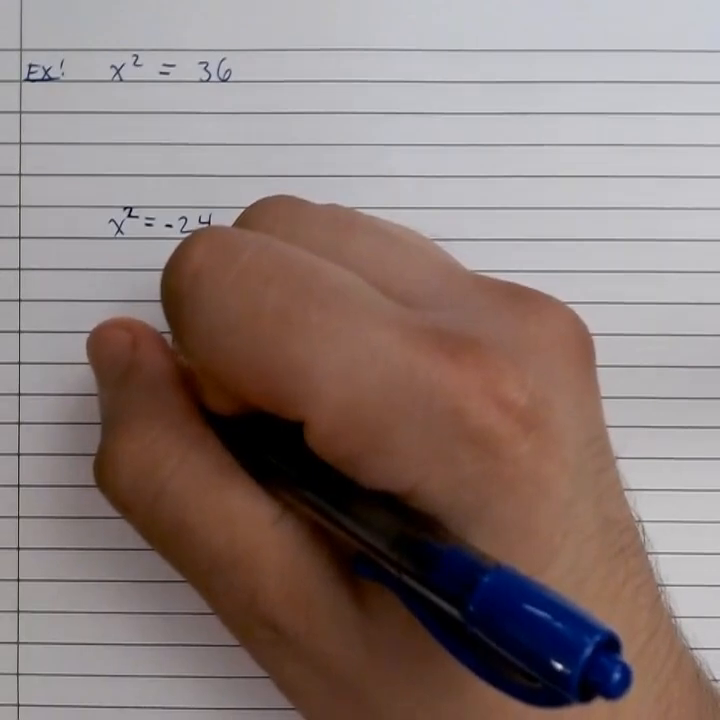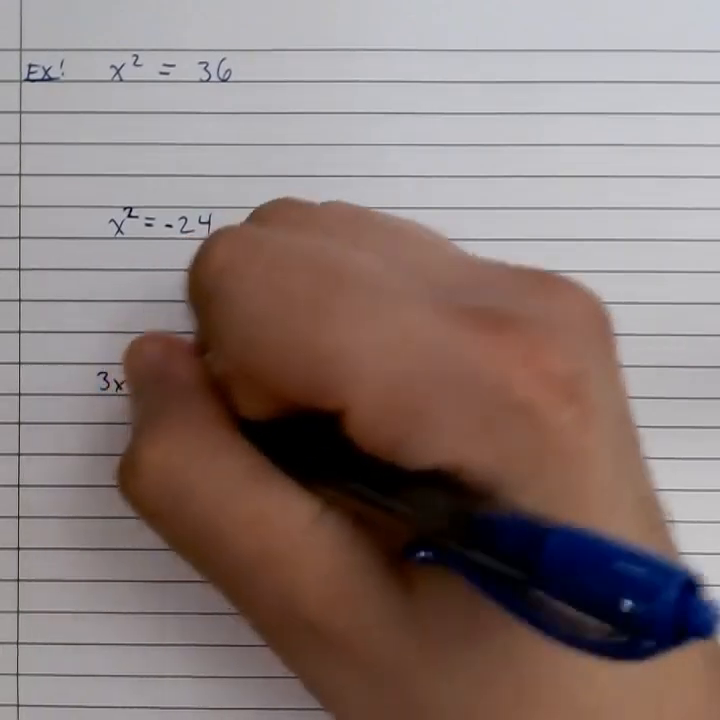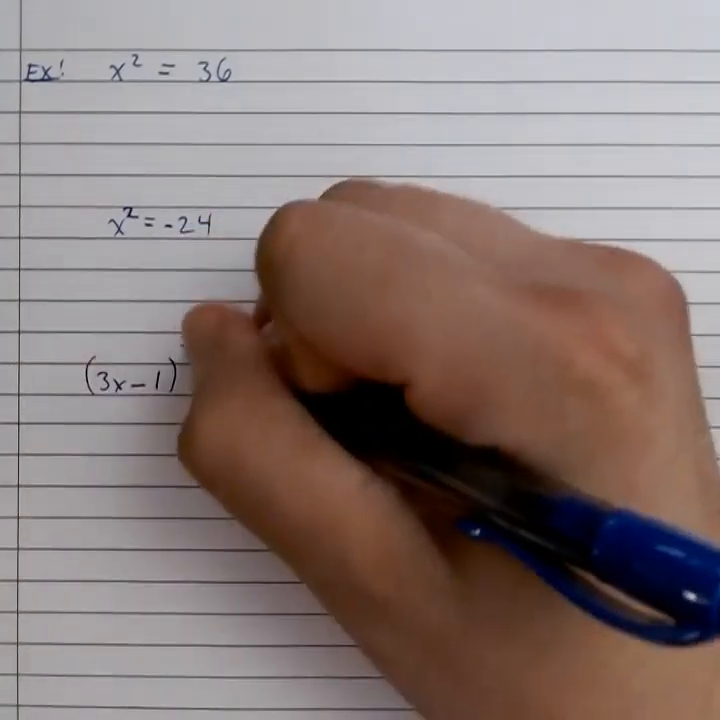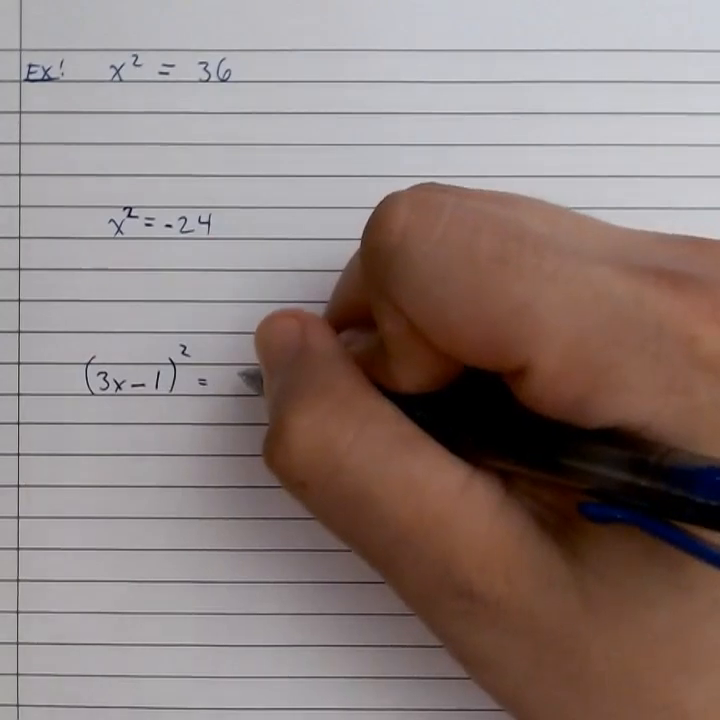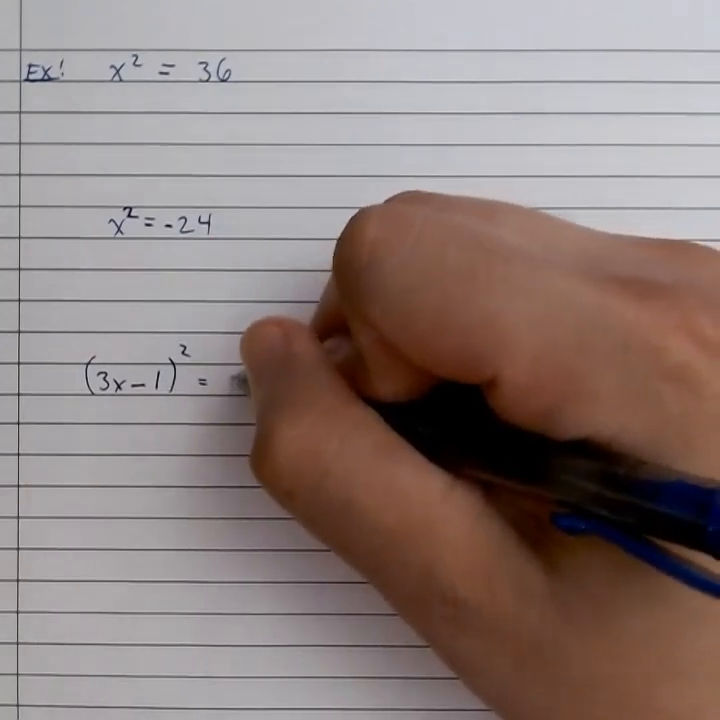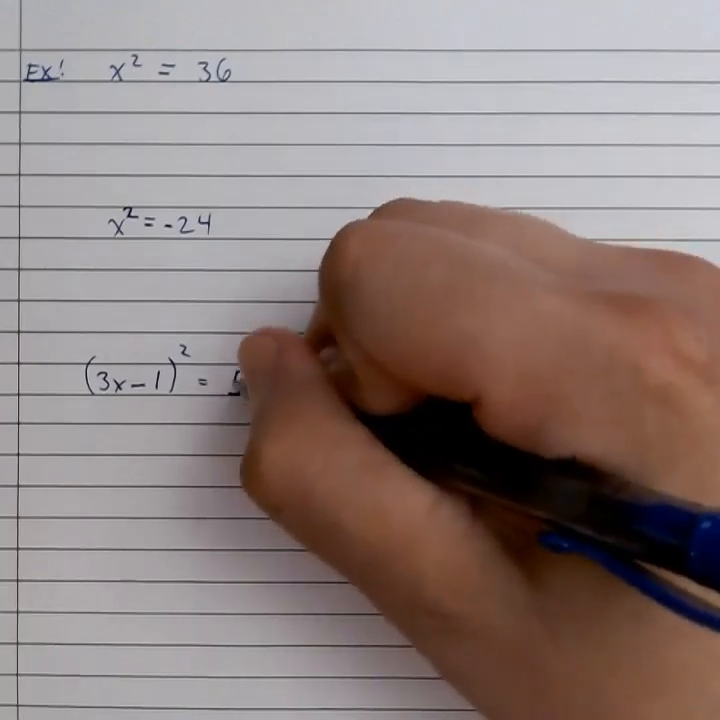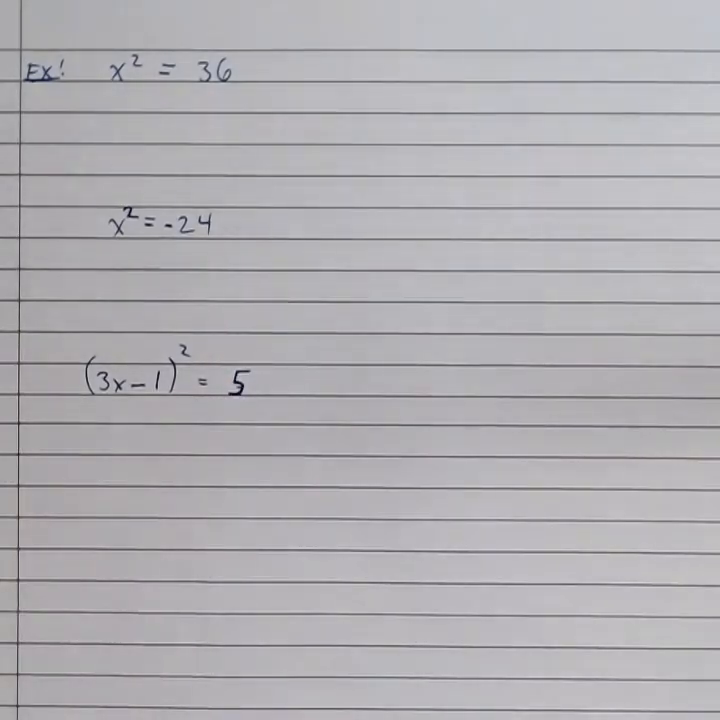And then finally, go ahead and try this one. Let's do 3x minus 1, the whole thing squared, is equal to, let's say, 5. Okay, go ahead and pause the video. Go ahead and find the solutions to these equations, and then once you're done, unpause the video and we'll go through it together.